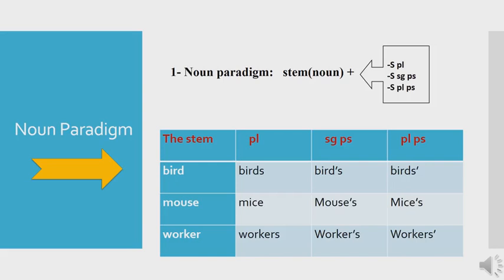All noun paradigms consist of 4 positions, 4 forms: the stem, the plural form, the singular possessive form, and the plural possessive form.